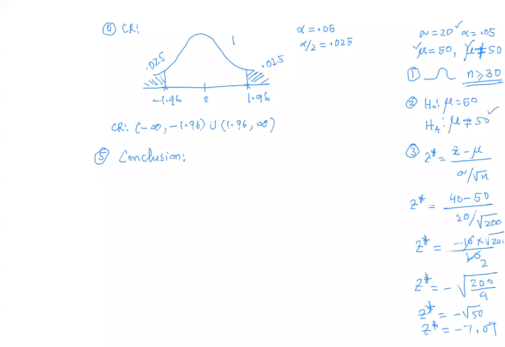So let's go ahead and look at the stuff here. Your z star is negative 7.07, which is going to be somewhere way out here, negative 7.07, right? It's way out there. So it is in the critical region. If it is in the critical region, you reject the null hypothesis. So you reject the null hypothesis H naught, that mu is equal to 50, at the 5% significance level. And that's how you do the entire problem.